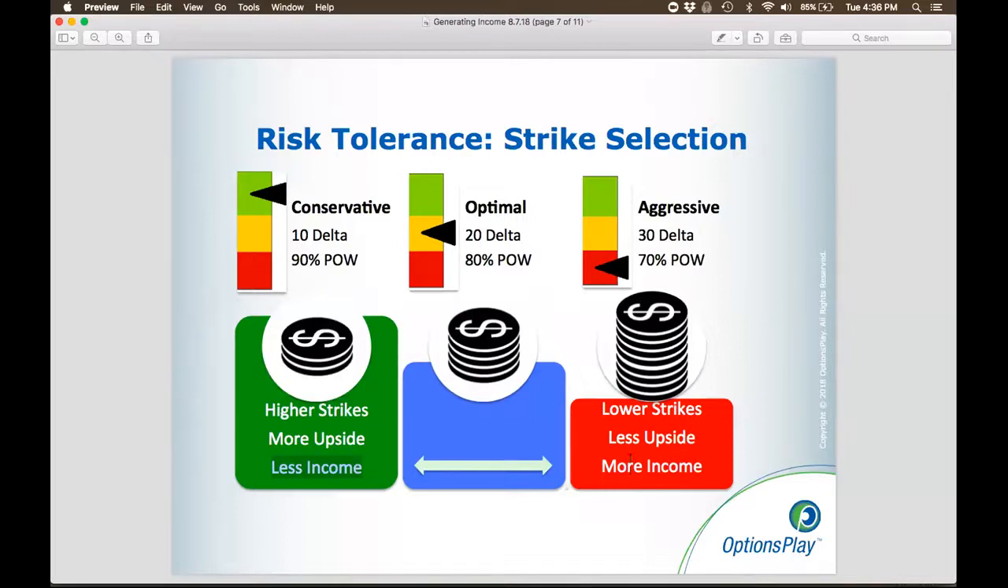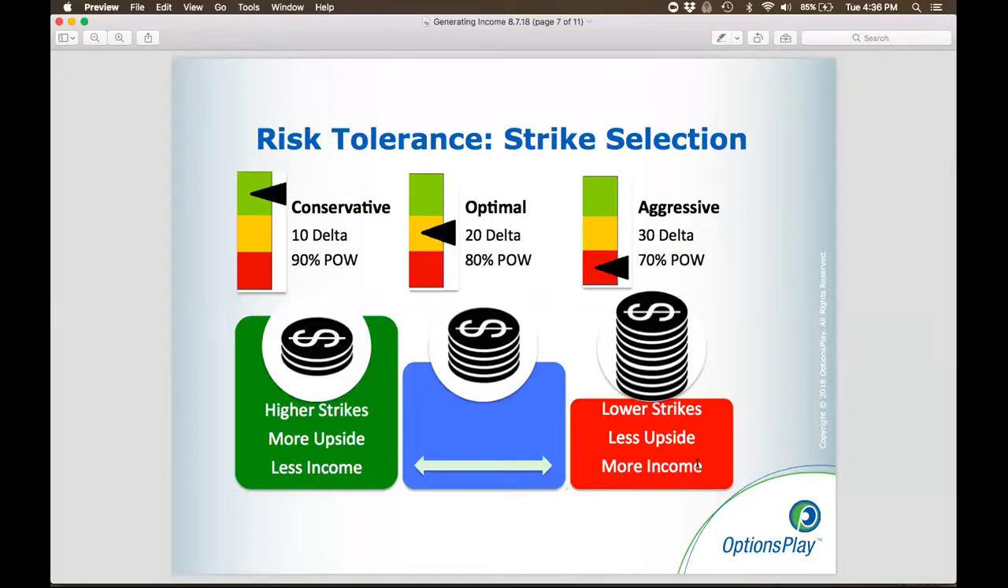Conversely, someone who is very aggressive is going to sell lower strike prices, so strike prices much closer to the current price of the stock. This gives your stock a lot less upside room to grow before your stock gets called away. In exchange for that, you're going to get more income. Okay, so that's how you look at the different expiration dates and strike prices.